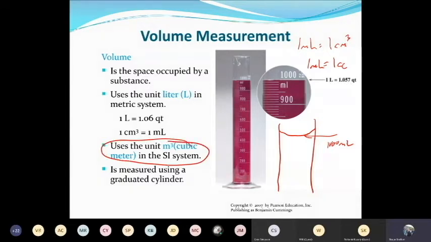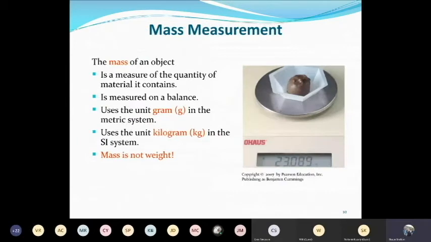Now, you might want to highlight that or write that down, what I just circled here. The SI unit for volume is a cubic meter. So make sure that's something you write down somewhere so you don't forget that. Just FYI. Okay, so any questions on this? This is a pretty easy slide. It's just basic information. I'm going to move on to the next slide here.